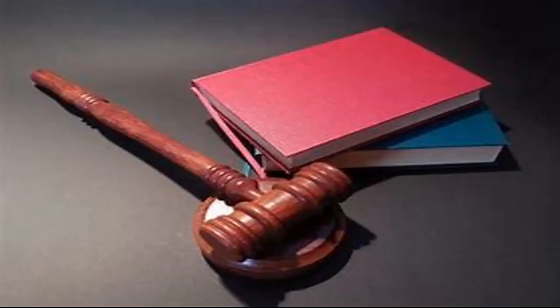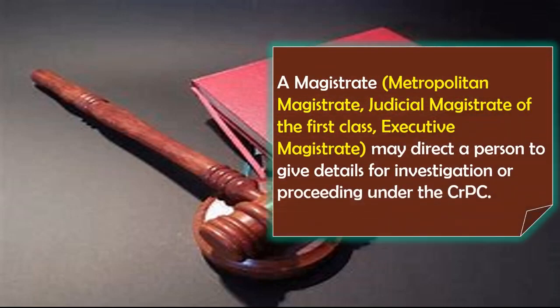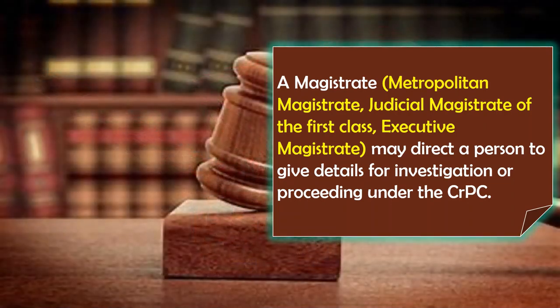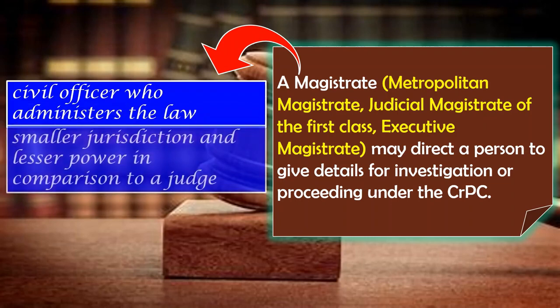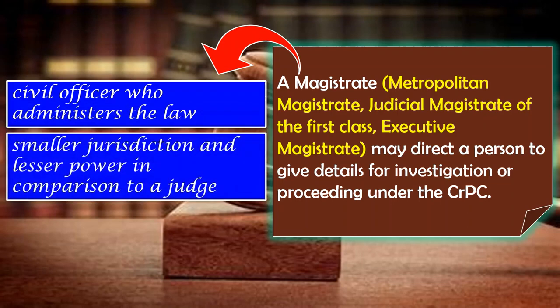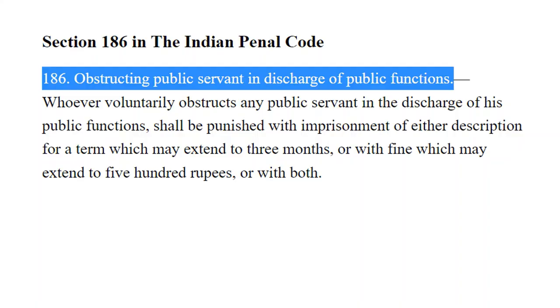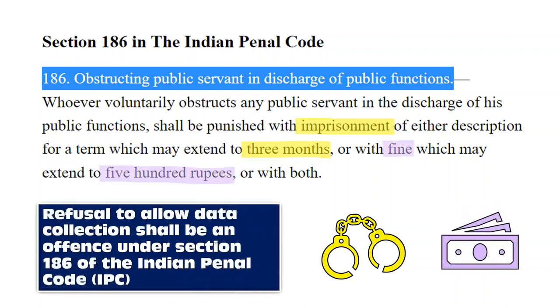A magistrate may direct a person to give details for investigation or proceeding under the CrPC. A magistrate is a civil officer who administers the law. They have a smaller jurisdiction and lesser power in comparison to a judge. They deal with cases involving minor offences. Refusal to allow data collection shall be an offence under Section 186 of the Indian Penal Code.